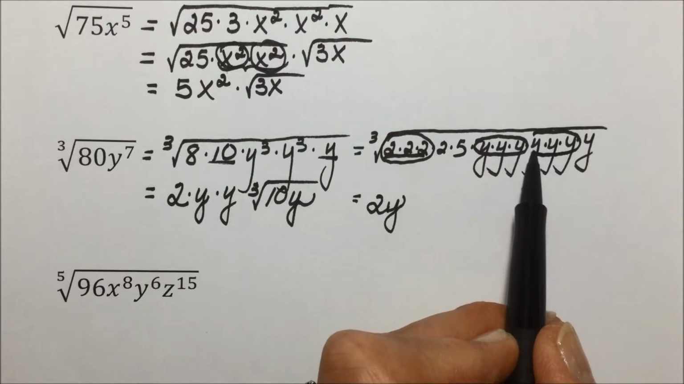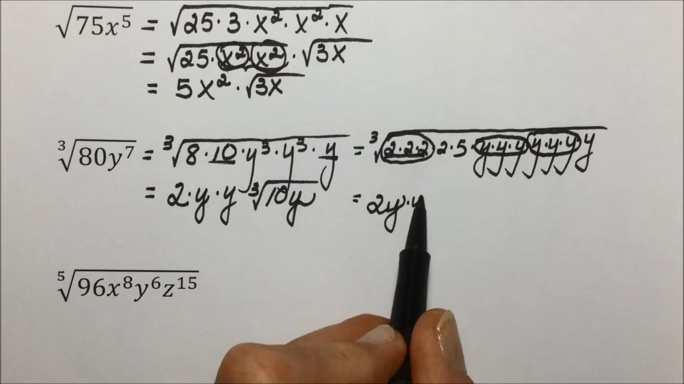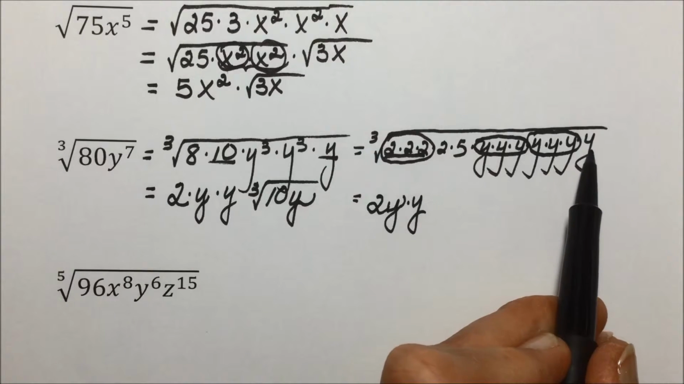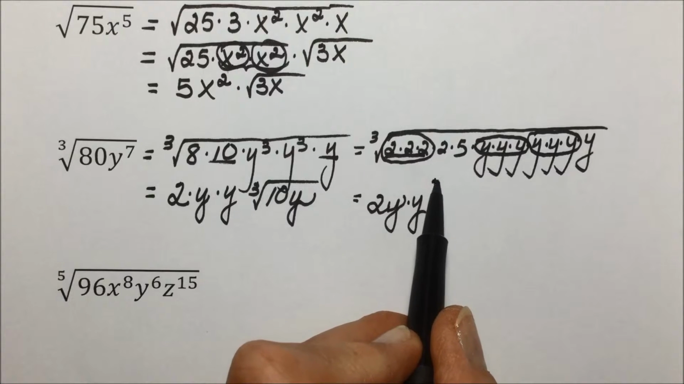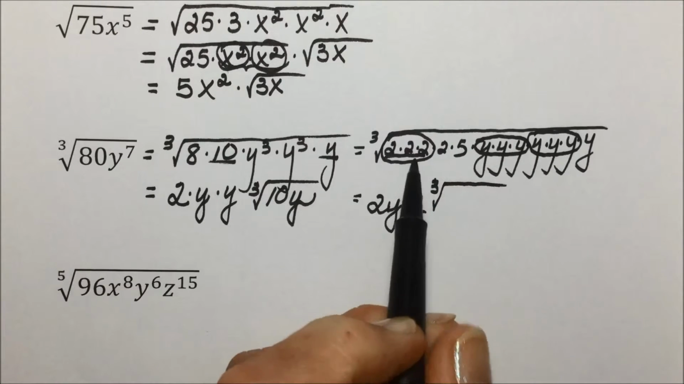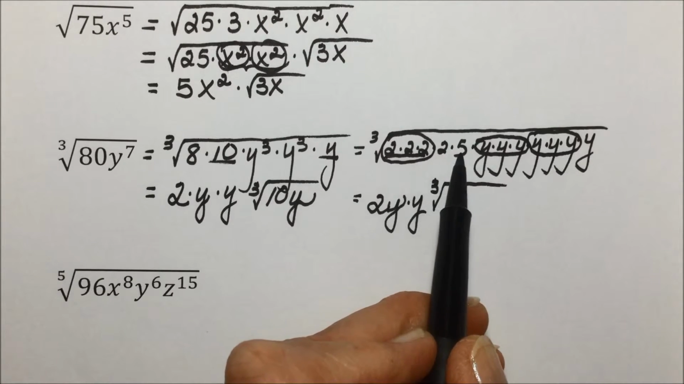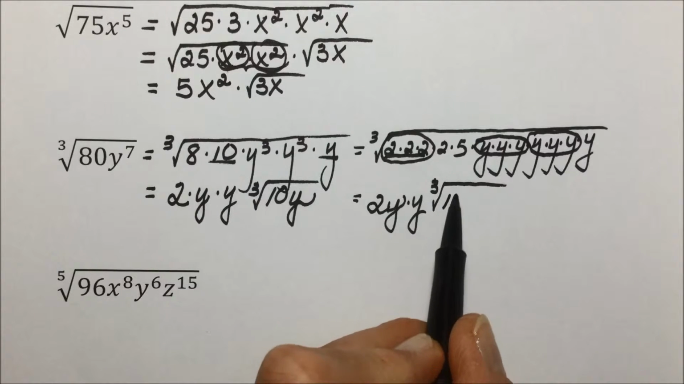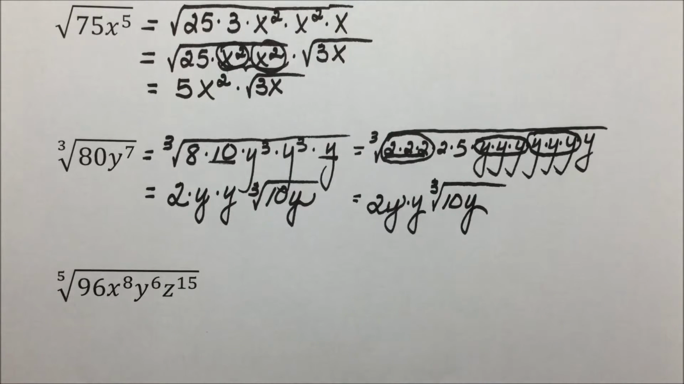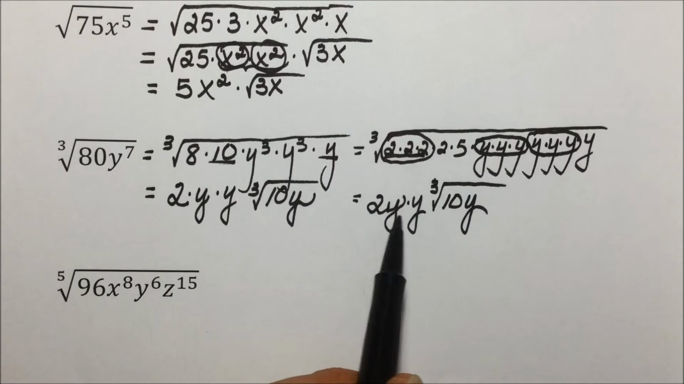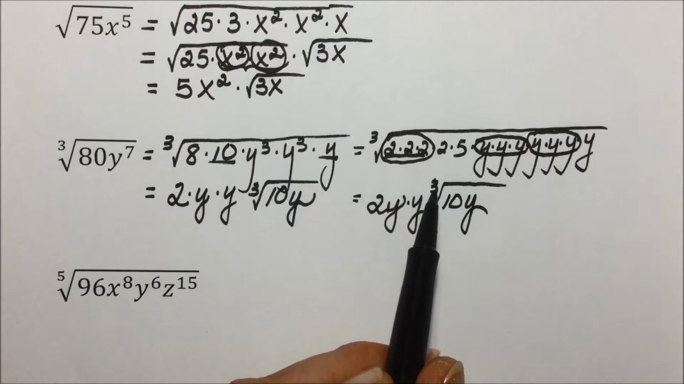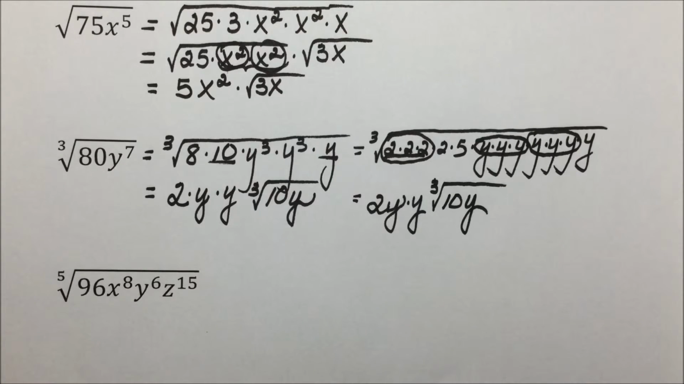Here's a group of 3. That will bring out a y as well. And we still have only one y remaining. So here's that value left underneath the radicand, the 2 times 5 times y, or the 10y. And cleaned up, we most likely would write 2y to the second power times the cube root of 10y for our final answer.